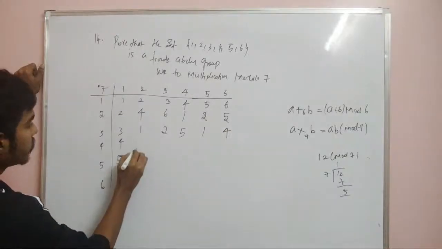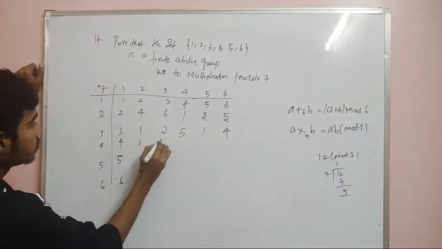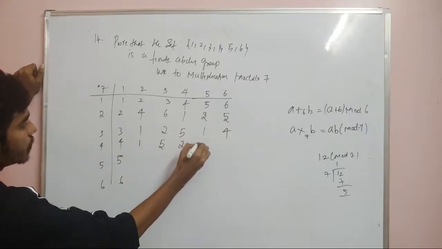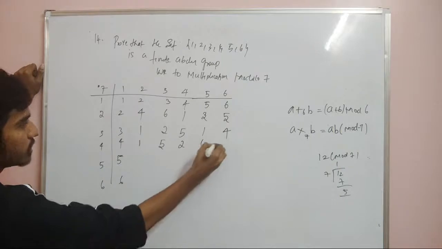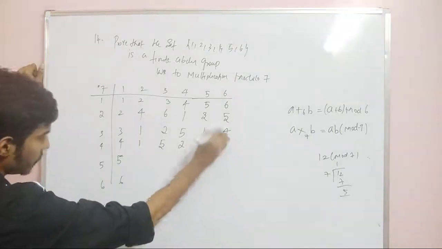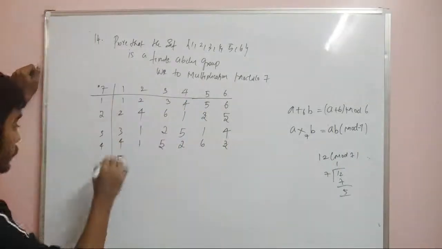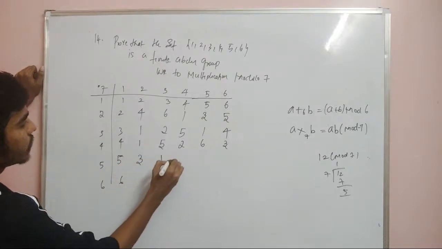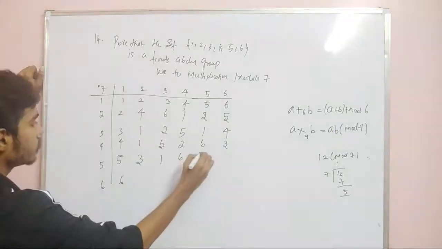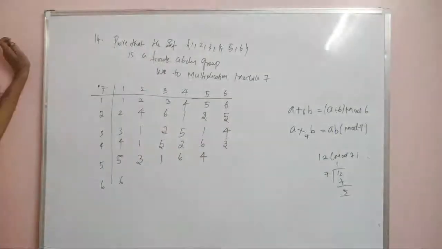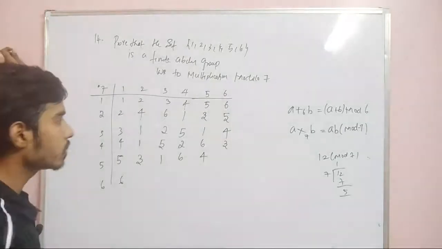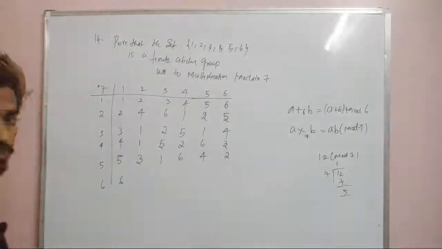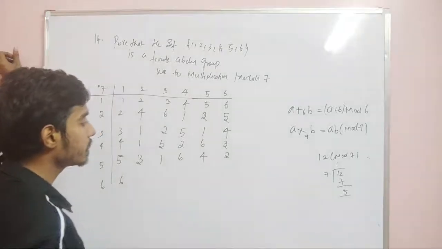4 2s are 8, 1. 4 3s are 12, 5. 4 4s are 16, 2. 4 5s are 20, 6. 4 6s are 24, that means 3. 5 2s are 10, it means 3. 5 3s are 15, 1. 5 4s are 20, 6. 5 5s are 25, 25 will be 4 because we have 21, so the remainder will be 4. 5 6s are 30 will be 2 because 7 4s are 28, so the remainder will be 2.